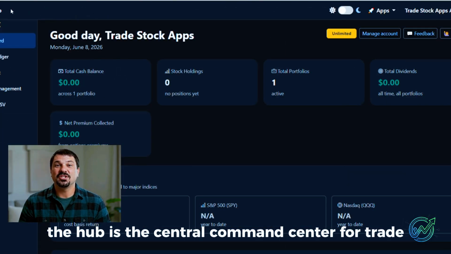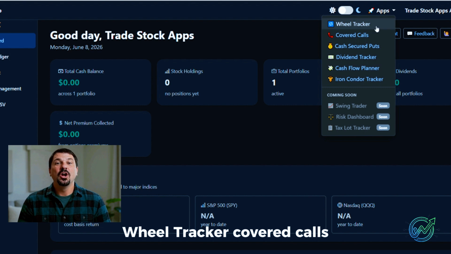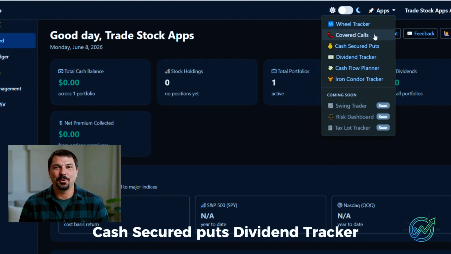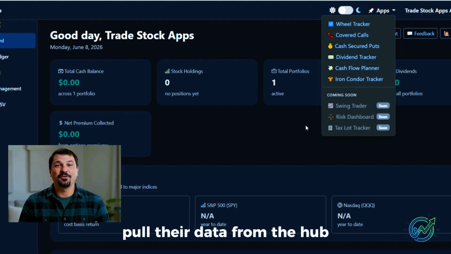The Hub is the central command center for Trade Stock Apps. All 6 apps, Wheel Tracker, Covered Calls, Cash Secured Puts, Dividend Tracker, Cash Flow Planner, and Iron Condor Tracker, pull their data from the Hub.